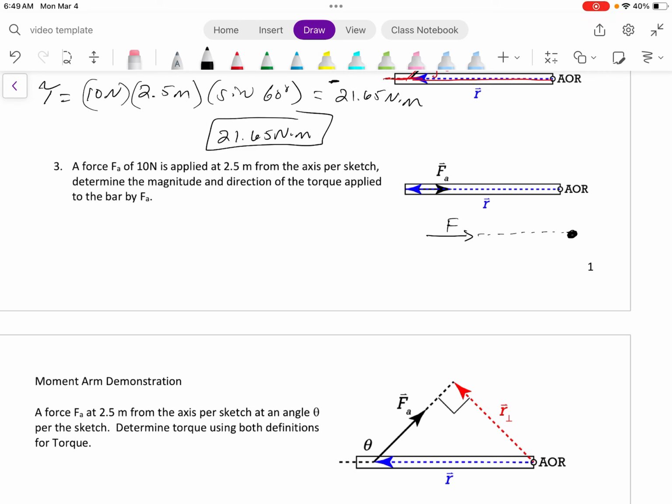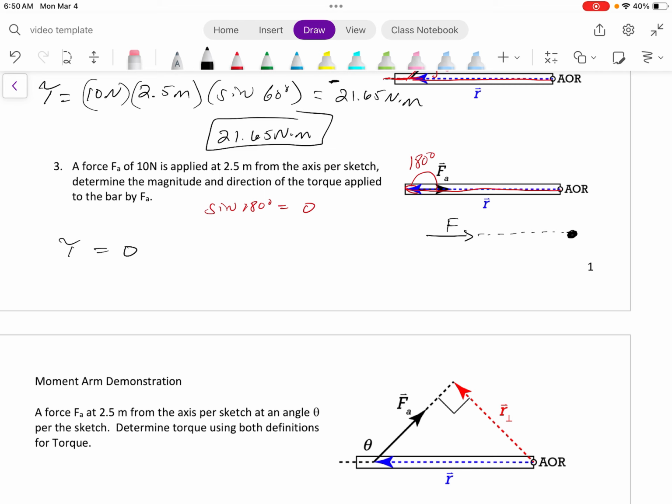Yeah. And then there's my R value, or my direction of my R. And so a lot of people will say, okay, well, that is 180 degrees. That's the angle between the two vectors, 180. And so sine of 180 degrees is equal to 0. So the torque caused by that is equal to 0.